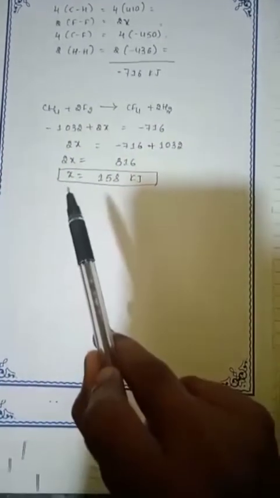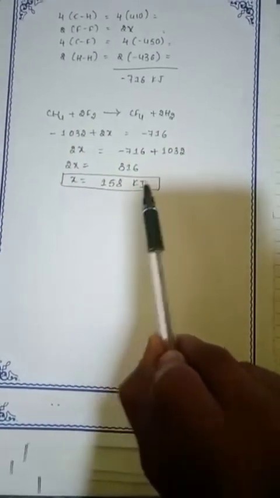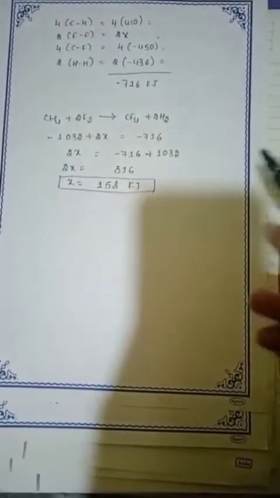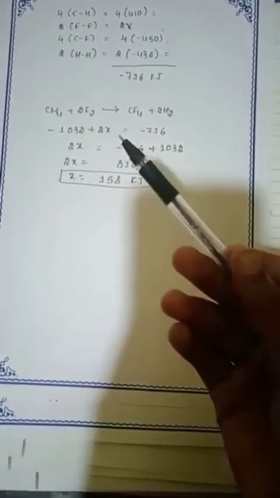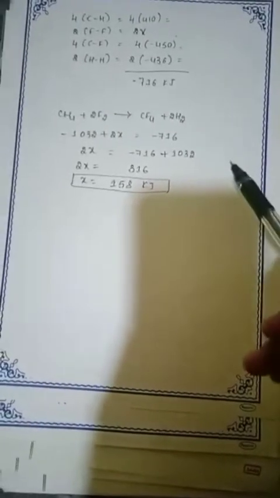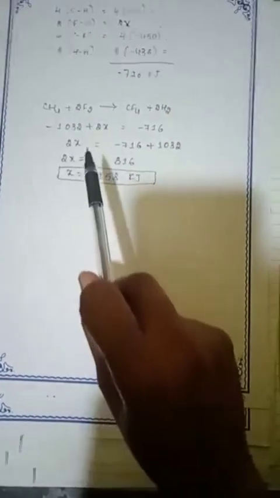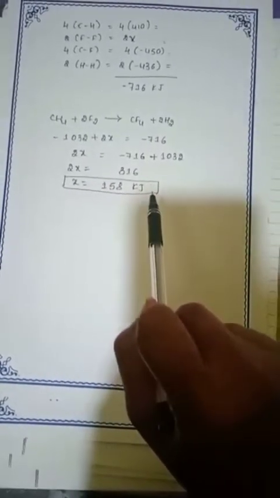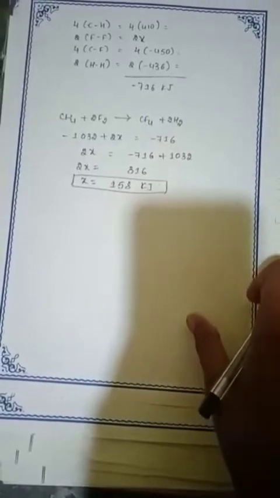The reaction is CH4 plus 2F2, it gives CF4 plus 2H2. We know the reactant value minus 1032 plus 2x gives minus 716. Now the value of x is equal to 158 kilojoules. The dissociation energy of the F-F bond is equal to 158 kilojoules.